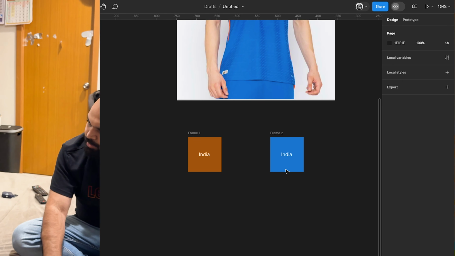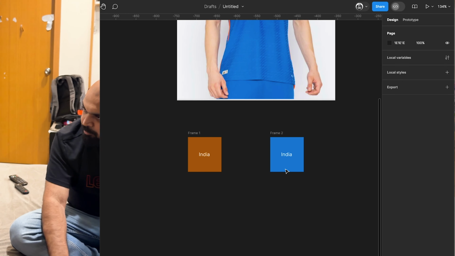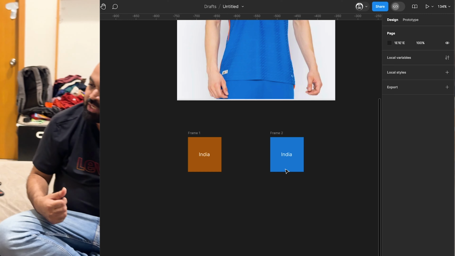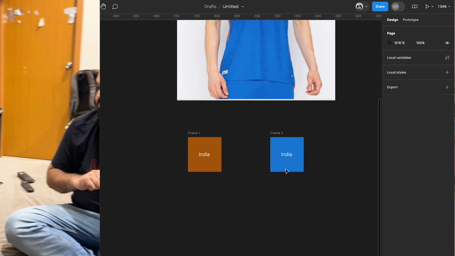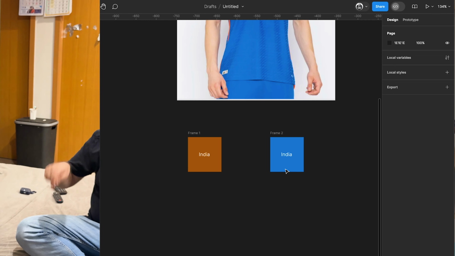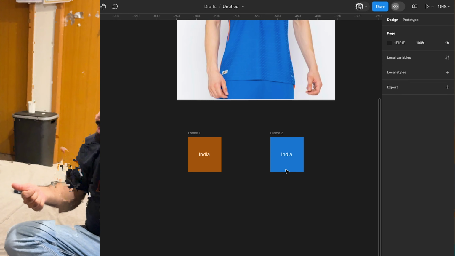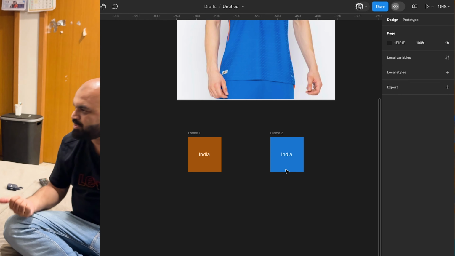So the point is, coming back to the concept, in general, let us say your primary brand color is orange. For buttons and all, they generally pick a secondary color, which is a complementary color, which is blue. So a complementary color can have a better contrast than your primary or brand color, basically.